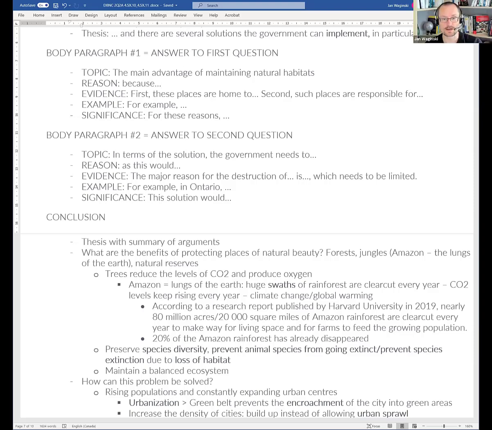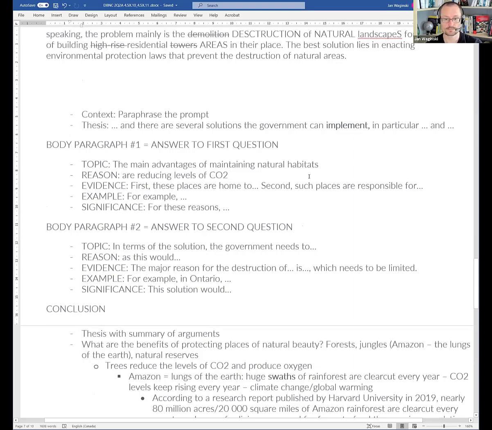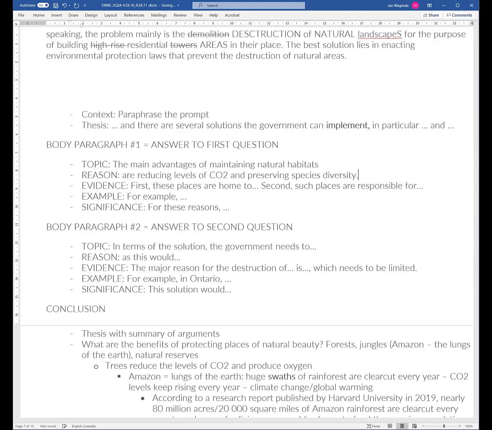So we talked about two, right? Maybe the main benefit is to reduce the level of CO2 and produce oxygen. Or we can say the main benefit will be for the environment, and then in the following sentence we'll explain about the level of CO2. The other one we talked about is species diversity, right? Yeah, species diversity. So, tell me about reducing levels of CO2.